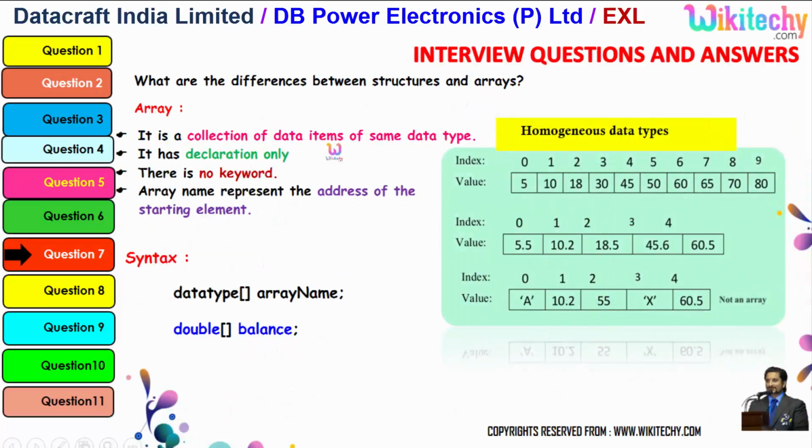Whereas an array is a collection of data items of similar data types. It has only declaration and no keyword. Previously we used the struct keyword, there is no such keyword for an array. The array name represents the address of the starting element.